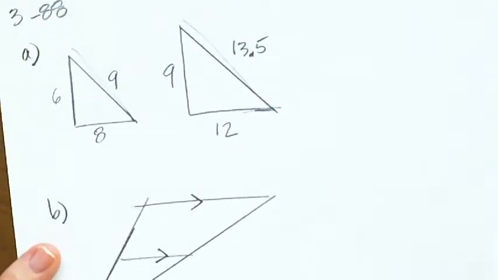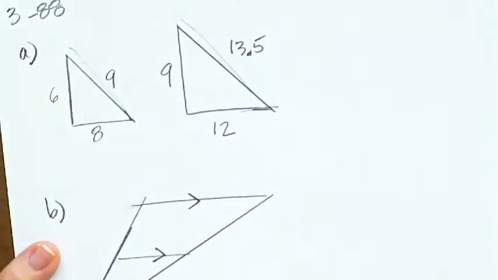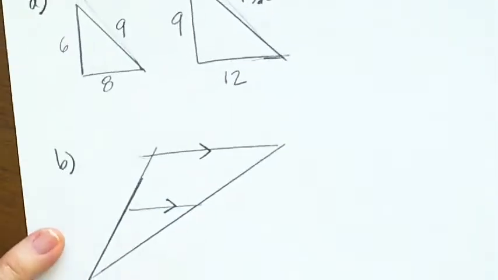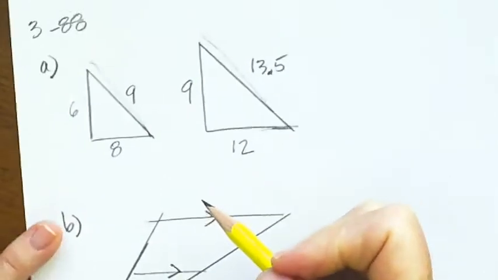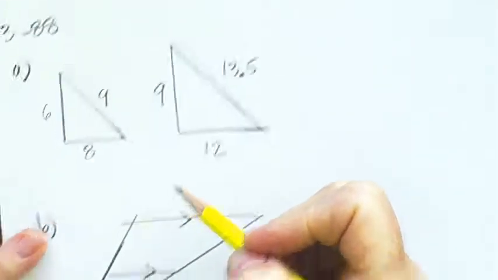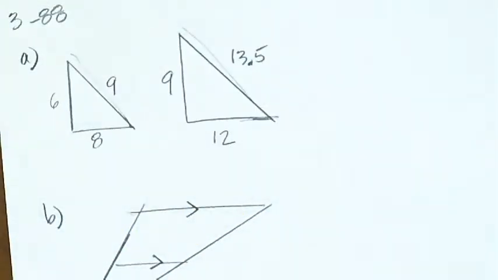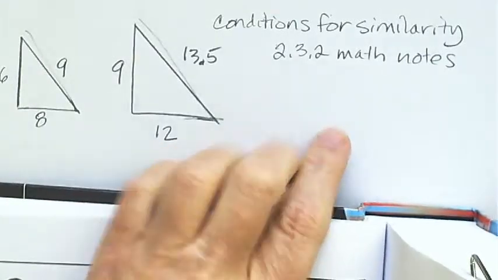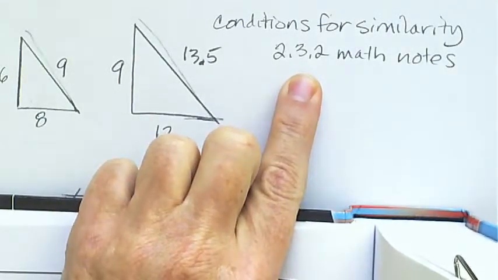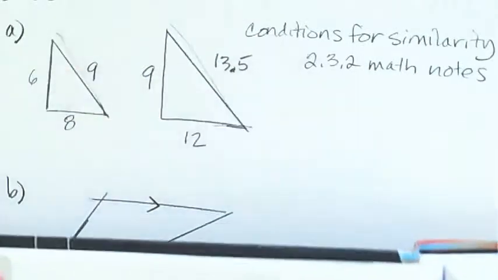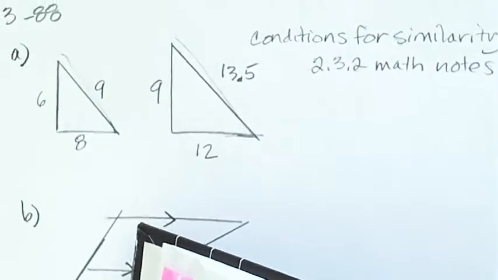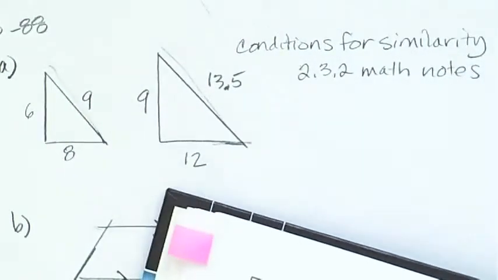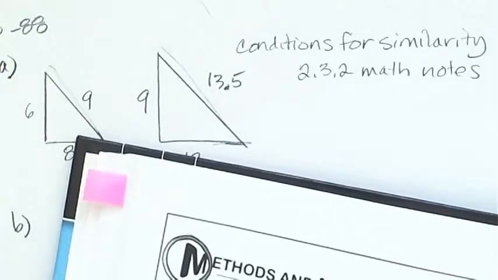And then I'm just going to look at these sides and see if they are in proportion. Because remember, let me find this page. So the conditions for similarity are in lesson 2.3.2 in the math notes. We went over this super fast one day because people needed time to work on Khan. We didn't do the full lesson, and I'm a little concerned that not everybody gets this.